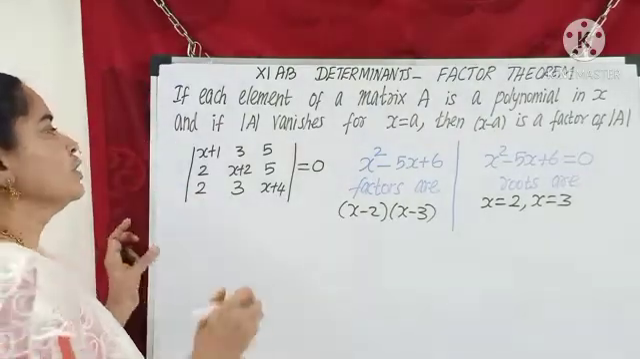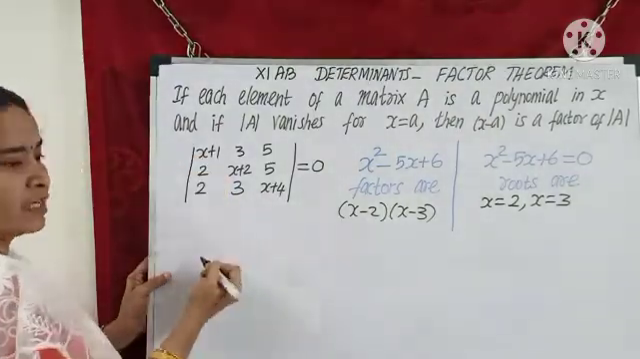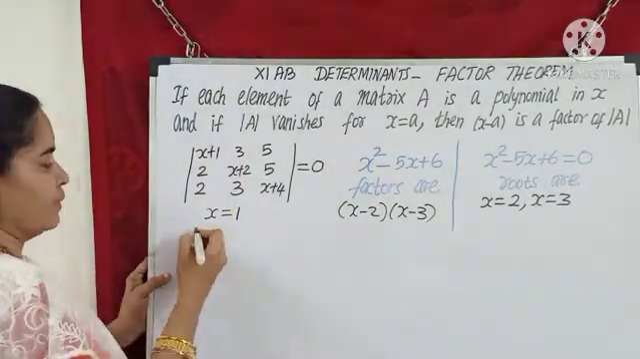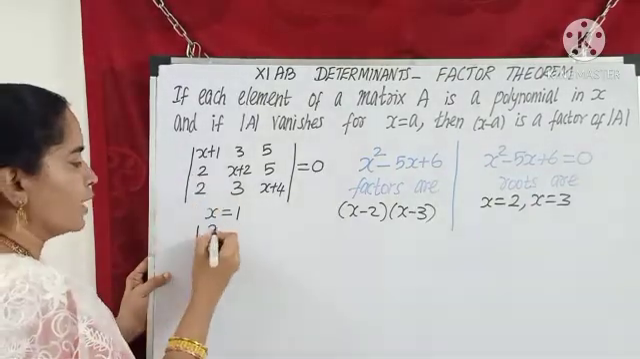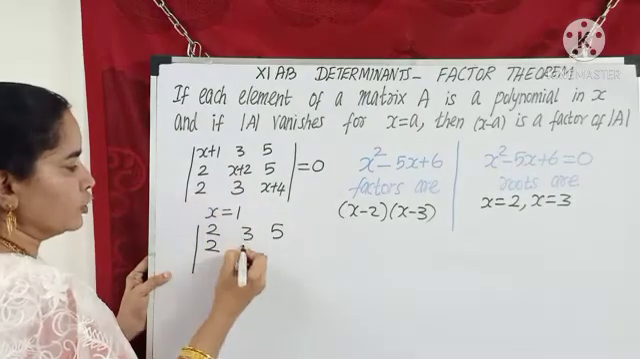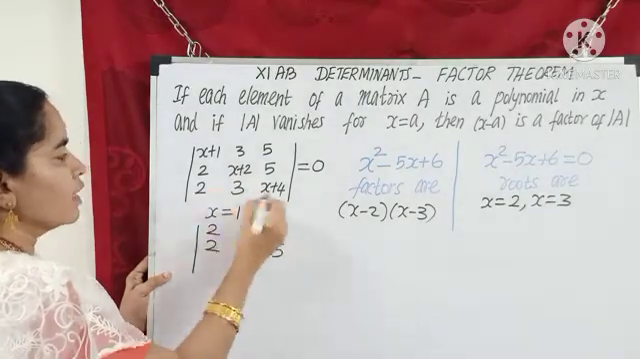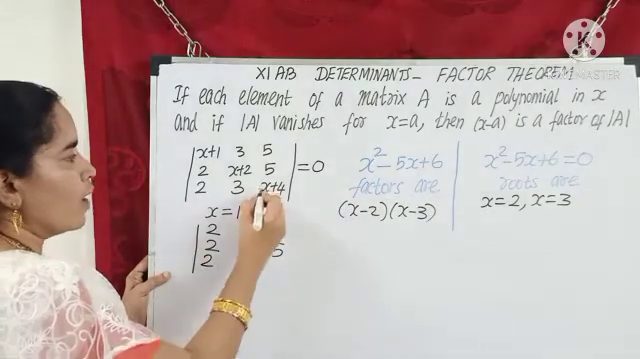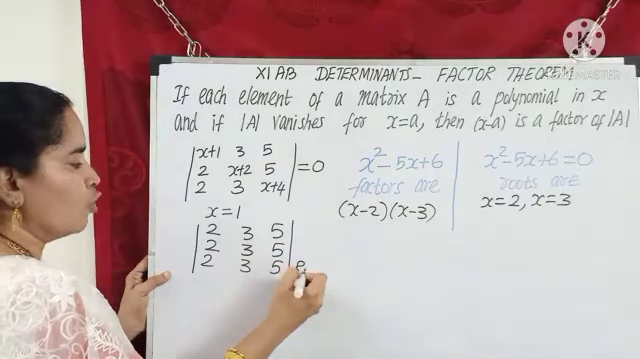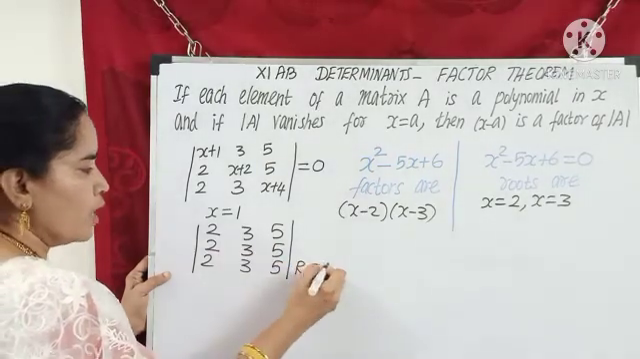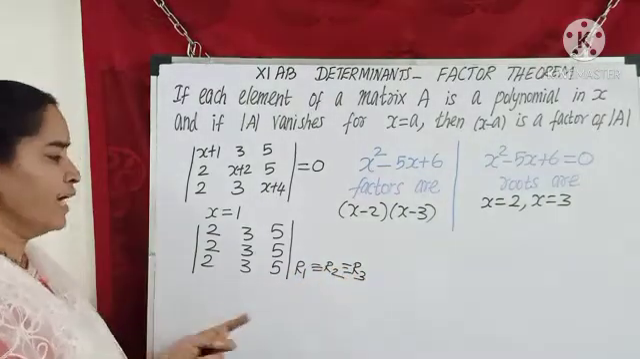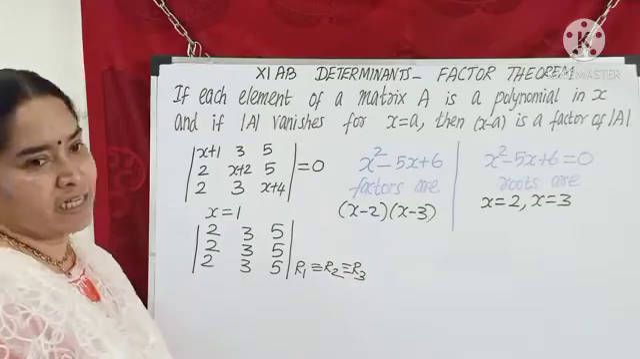Think of a value. See, if I put x is equal to 1. So what I am putting now? x is equal to 1 in the determinant. See what happens? 1 plus 1, 2, 3, 5. Second row, 2, 1 plus 2, 3, 5. Third row, 2, 3, 1 plus 4, 5. See, I get 2, 3, 5. Row 1, row 2 and row 3 are all the same. Or else I will say the 3 rows are identical.